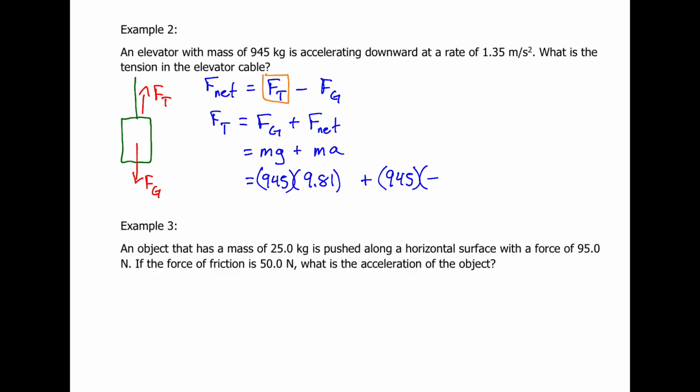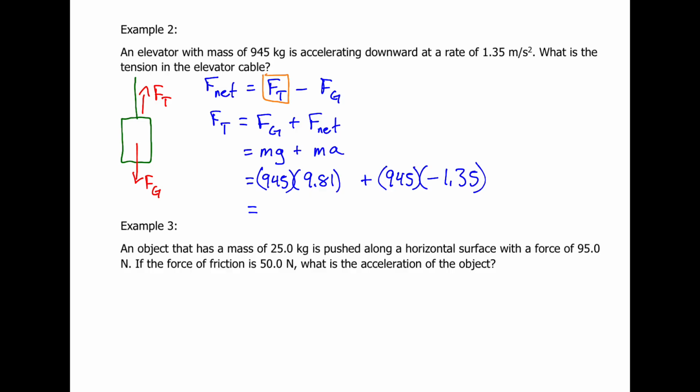Yeah, it's negative 1.35. Good. Nice. There we go. Now we can type this into our calculator and cover it. The number out of a calculator is almost 8,000, right?